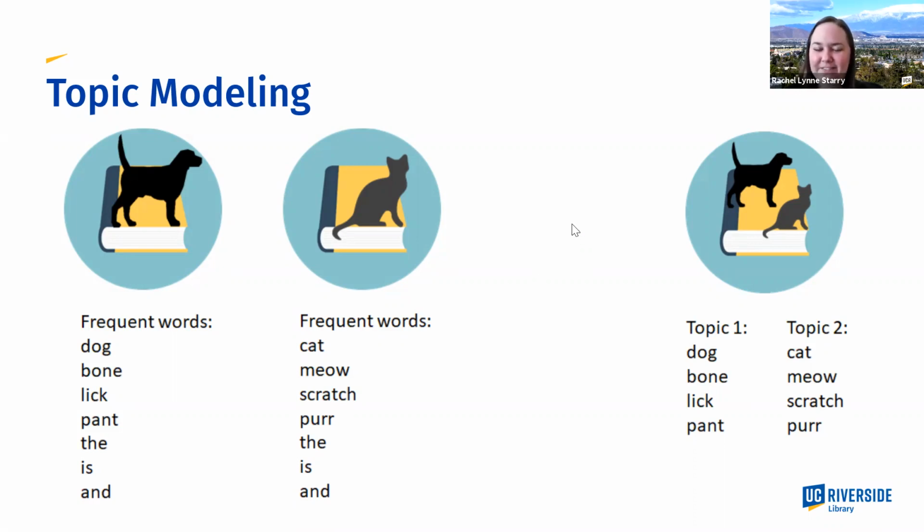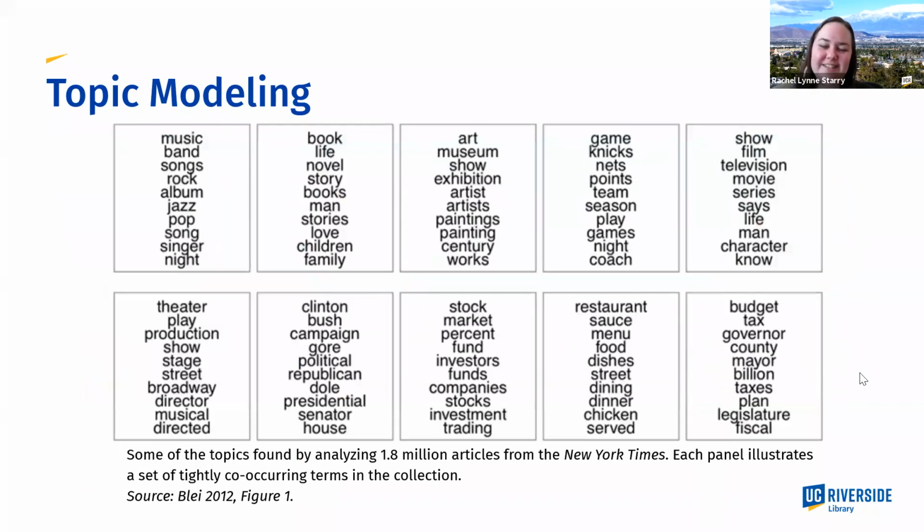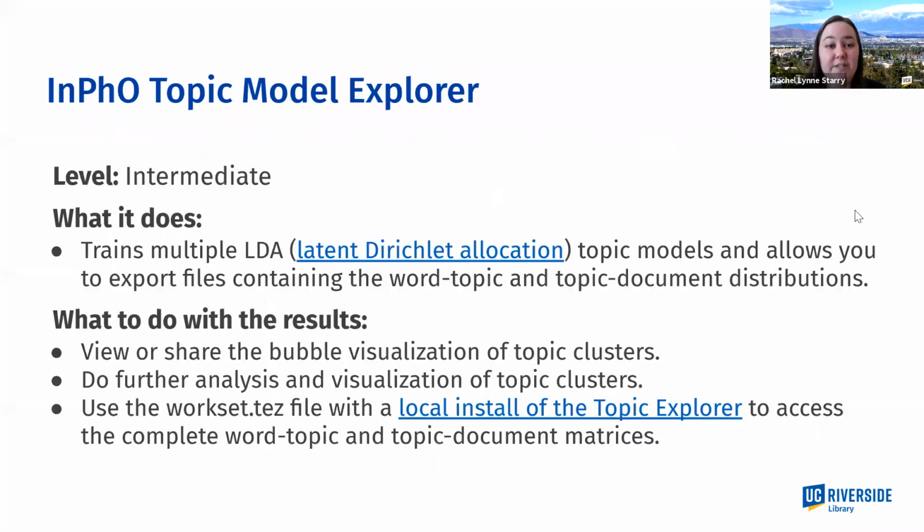I'm not going to get into the math of that. It's a little too complicated, but another good example is this case study here where they ran topic modeling on 1.8 million articles from the New York Times. These are really tightly co-occurring words, and then it's your job to figure out what a topic really means. But obviously there are trends across the New York Times about music, publishing, art, sports, entertainment, politics, economy, that sort of thing. So again, it's a starting point to investigate your collections more deeply.